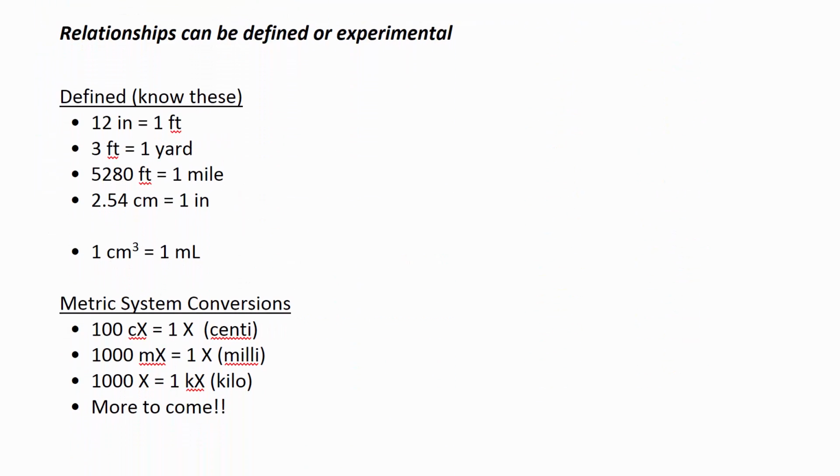So lastly, here's some relationships you should know. These are defined, and defined relationships means essentially that they have an infinite number of sig figs. So whenever you use any of these that you see on the left, those will not have any bearing whatsoever on the significant digits of your measurements. So if you have 12 inches is equal to 1 foot, it's a definition. It's not 12.0, it's not 12.00, it's 12 point with an infinite number of zeros equals 1 point, an infinite number of zeros, feet.